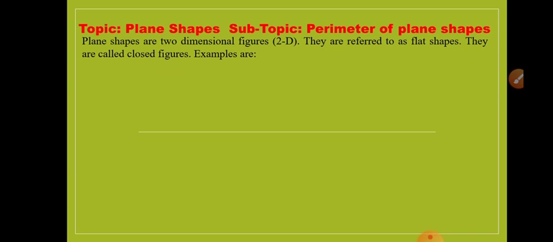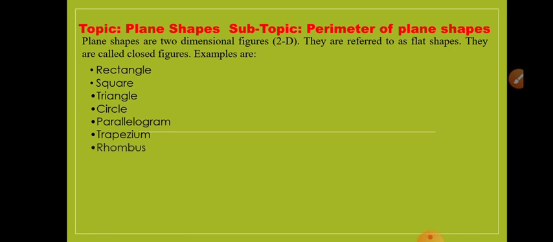Alright, examples are rectangle, square, triangle, circle, parallelogram, trapezium, rhombus, kite, semicircle, quadrant, and many more. We have more than these called plane shapes.